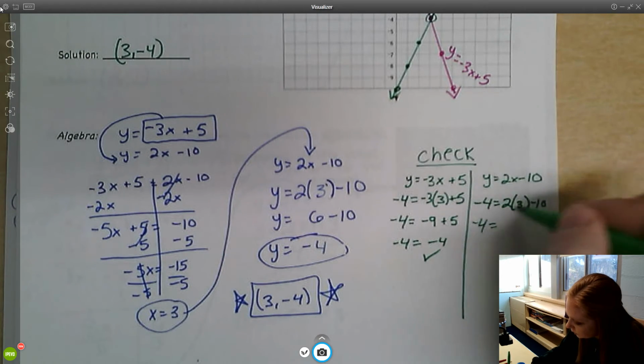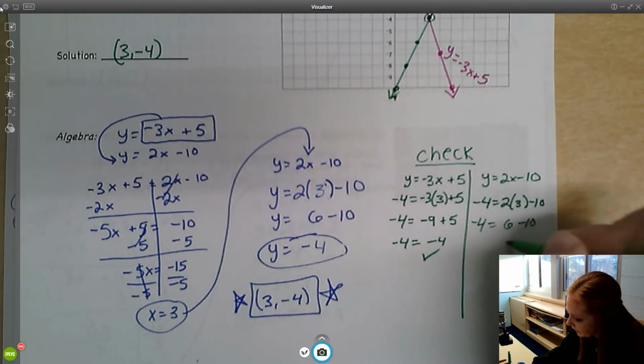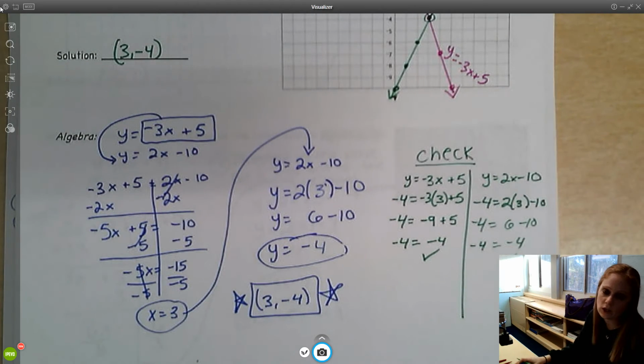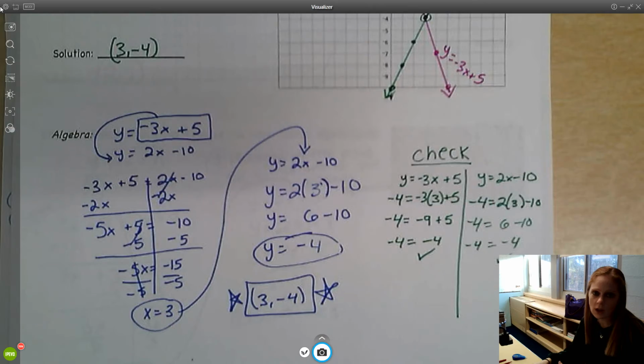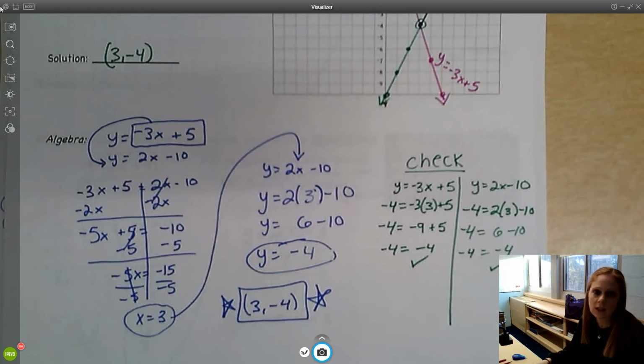This one, -4 equals 2 times 3, which is 6. 6 minus 10 is -4. So the point is also on that equation. So again, to check it, you take your solution, plug it in with x and y values to both equations and make sure it fits. That means that that point is on both of those lines. And if it's on both of those lines, it's where both lines are crossing or intersecting.